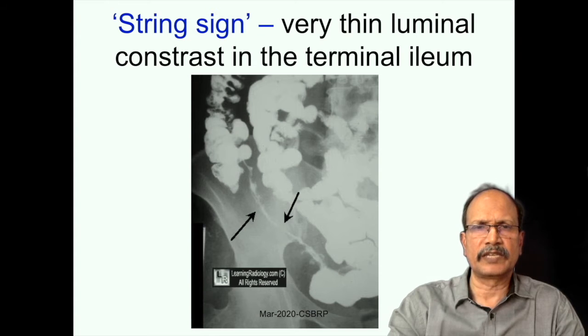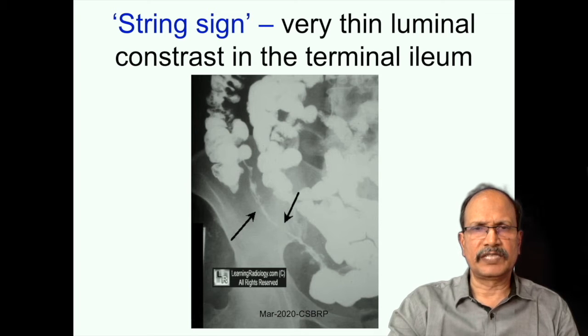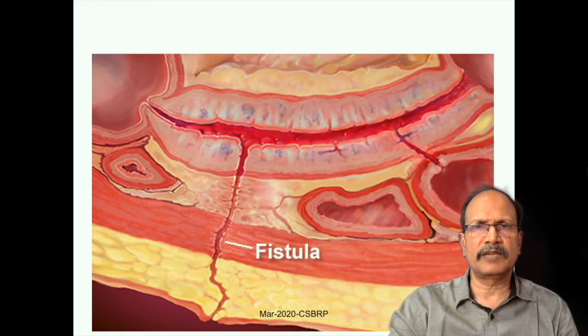And this is the string sign. You see the arrow showing a narrow, long segment of intestine characterized by radio-opaque material, which is something like a fiber joining the two ends of the dilated segment of the intestine. And this is a diagrammatic representation of the terminal portion of the ileum joining the cecum and showing thickening of the wall of the intestine, and there are deep ulcers which are going through and through and joining the exterior, producing fistulas and joining the internal organs like the surrounding large intestine, producing enterocolic fistulas.